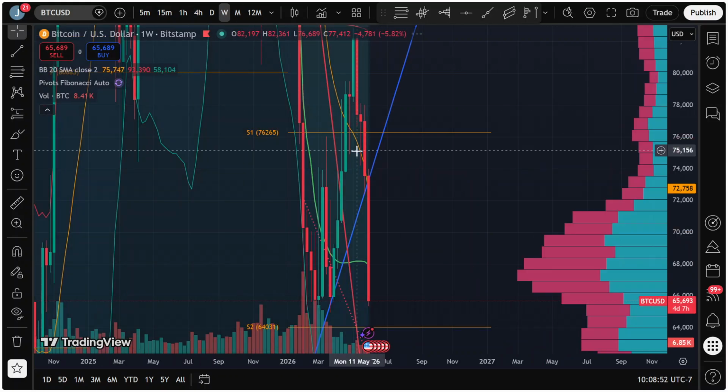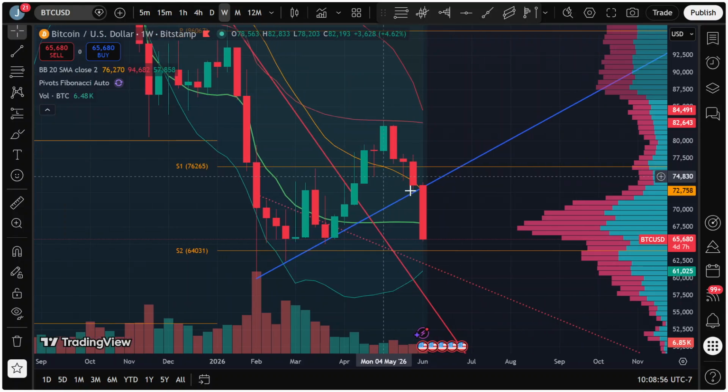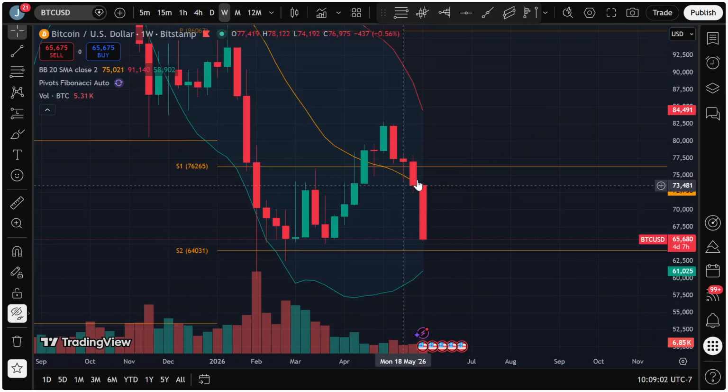Let's take a look at the higher time frame and understand why the price just did this. Anyone who is confused as to why the price just did this, you're not paying attention to the key things on the chart. What just happened last week on Sunday was we closed below the 76.3K Fibonacci pivot. I talk about this all the time on the channel. All my subscribers know about 76.3K. I never shut up about 76.3K.